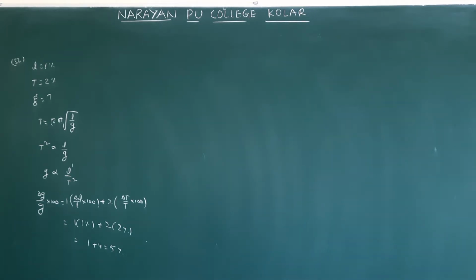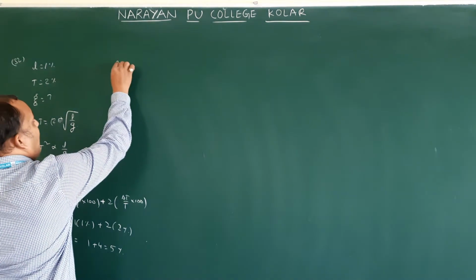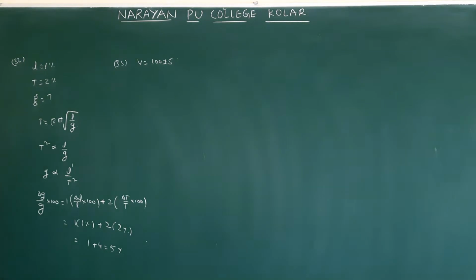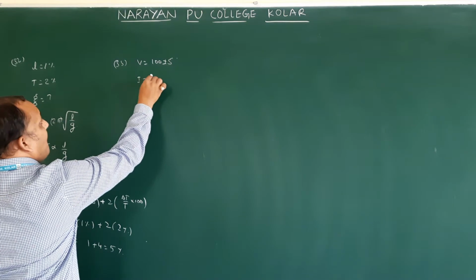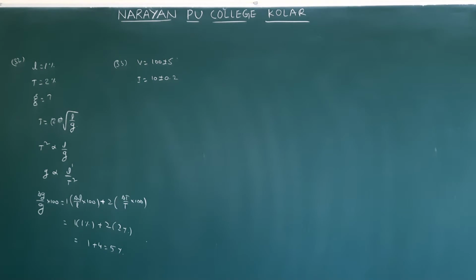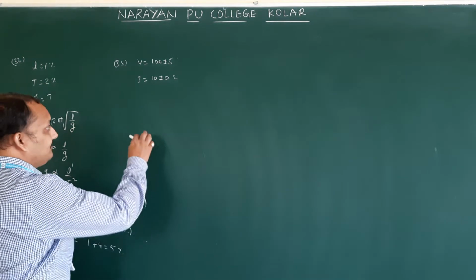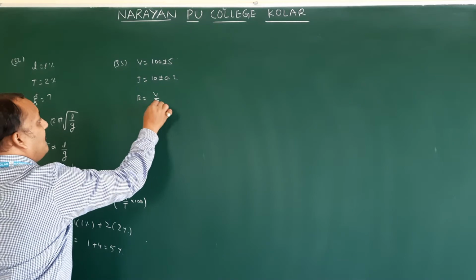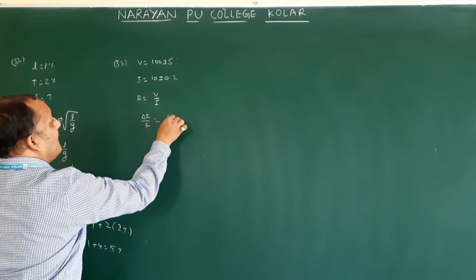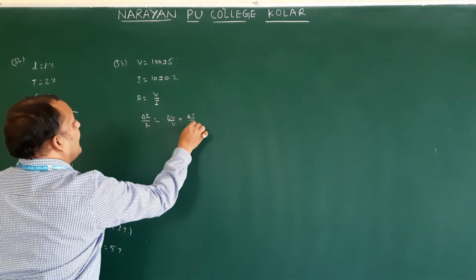Next is question number 33. We already did this model in PU also, in an example problem. The resistance R is equal to V by I, where V is 100 plus or minus 5 and I is 10 plus or minus 0.2. Then the total error in R: delta R by R is equal to delta V by V plus delta I by I.